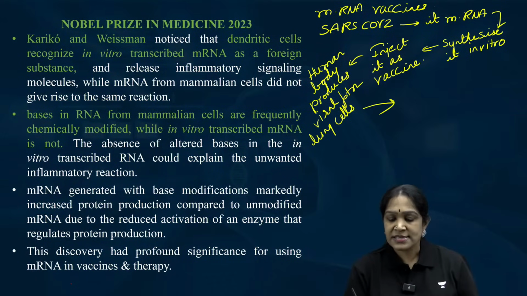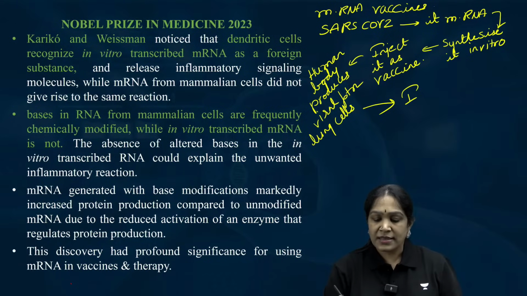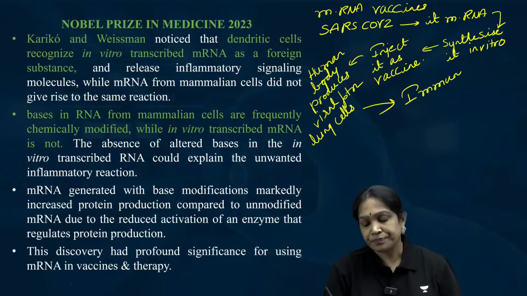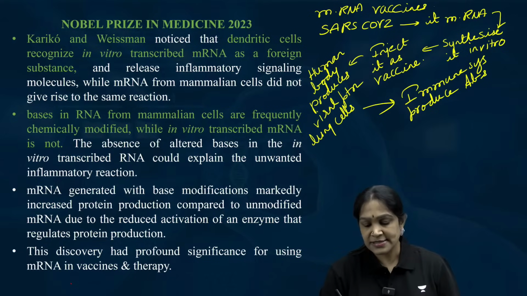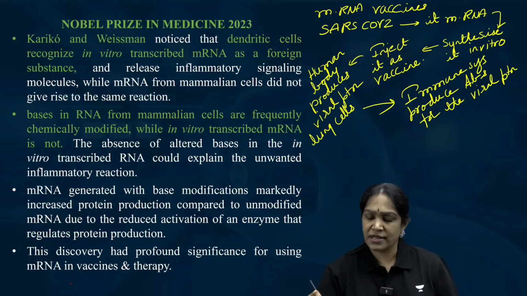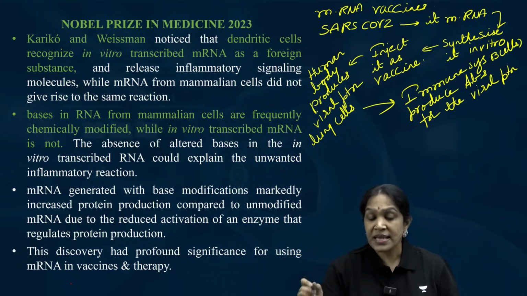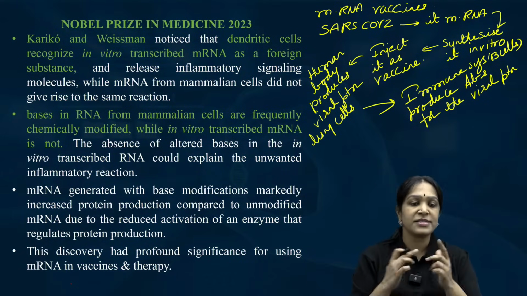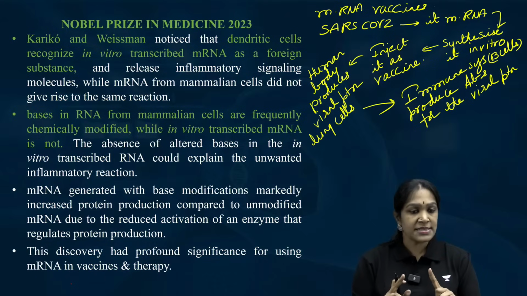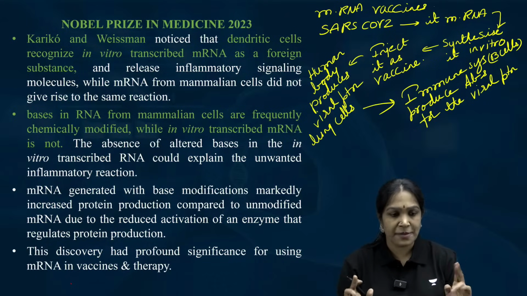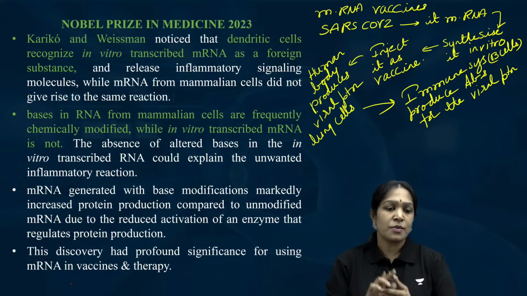Okay, then next step, what happens? The immune system will produce antibodies for these viral proteins. So here come the B cells. Is it clear? B cells will produce the antibodies for the viral proteins. B cells are not producing the viral proteins. They produce antibodies for the viral proteins.